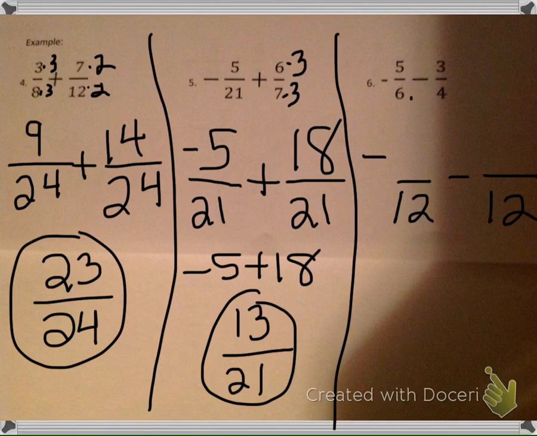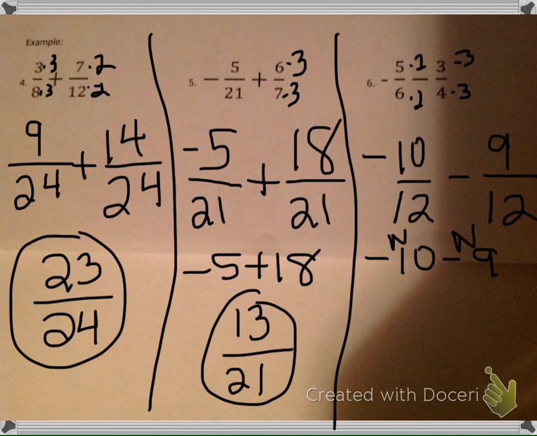And we have 6 times 2 is 12, so 5 times 2 is 10. And 4 times 3 is 12, so 3 times 3 is 9. Okay, now I have a common denominator, 12, and I have negative 10 minus 9. Think of your integer rules. Here's a negative, and we could think of this as a negative 9. So I have same signs or different? They're the same signs. Same signs add.